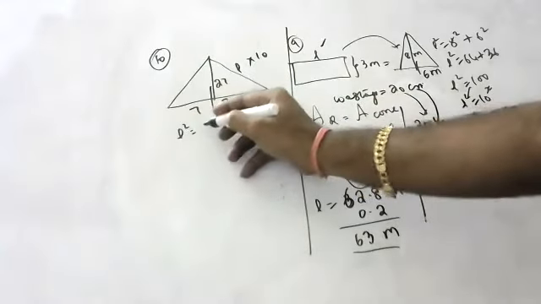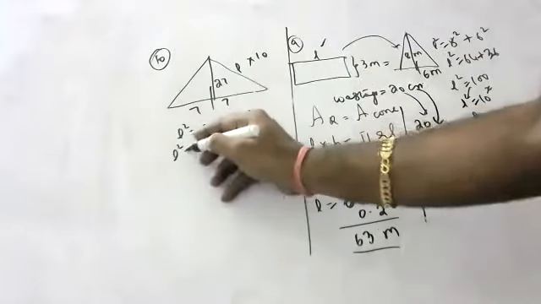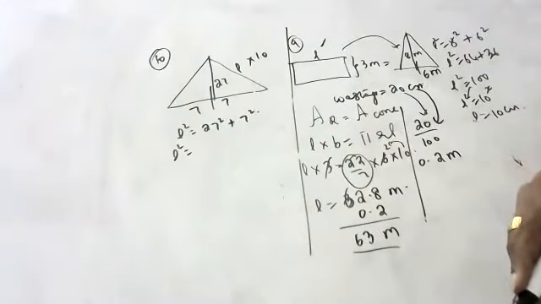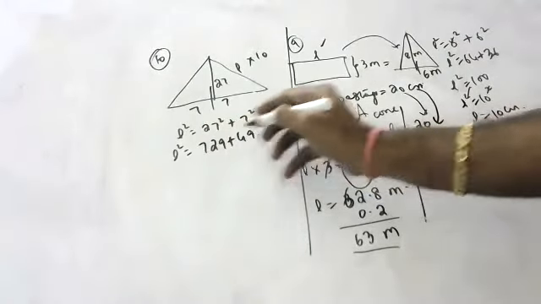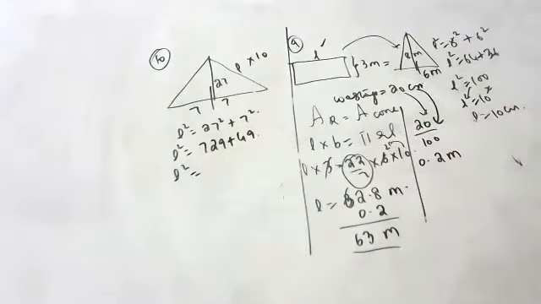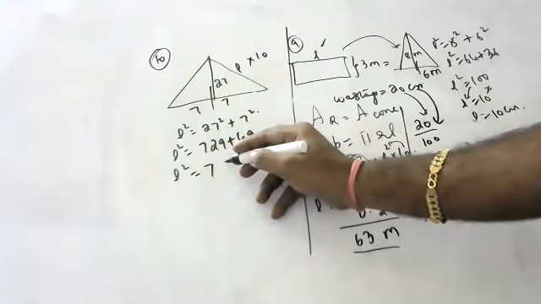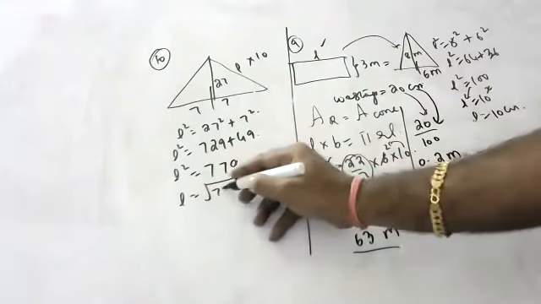L square is equal to 27 square plus 7 square. 27 square, anyone? 729, sir. 729 plus 49, how much? 778. Root of 778 I want.